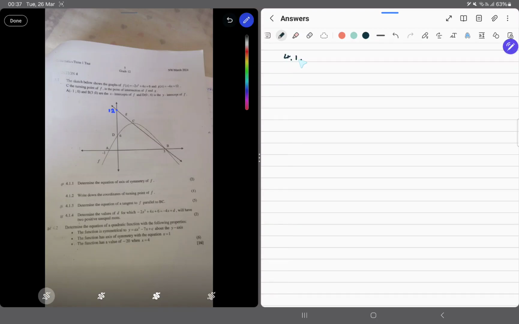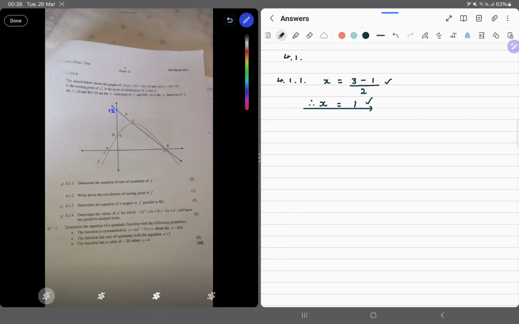4.1.1 says determine the equation of the axis of symmetry. So we know that x is equal to 3 minus 1 over 2. It's the average. Remember, the x-coordinate at the turning point is the average of the x-intercepts. So this gives us 1. So that's the answer. So 2 marks, we get a mark for that and that.